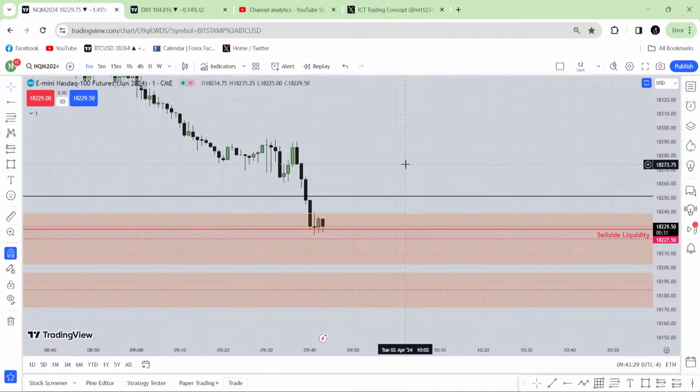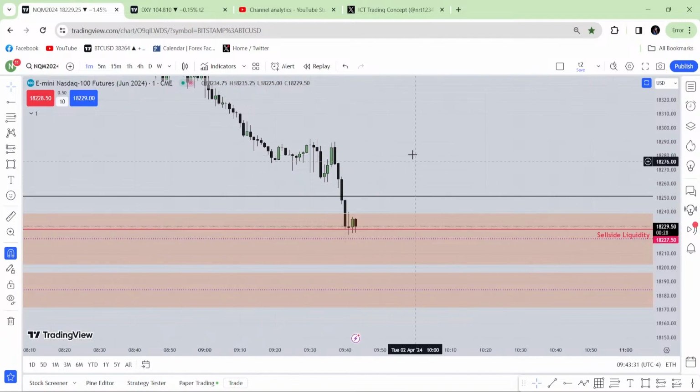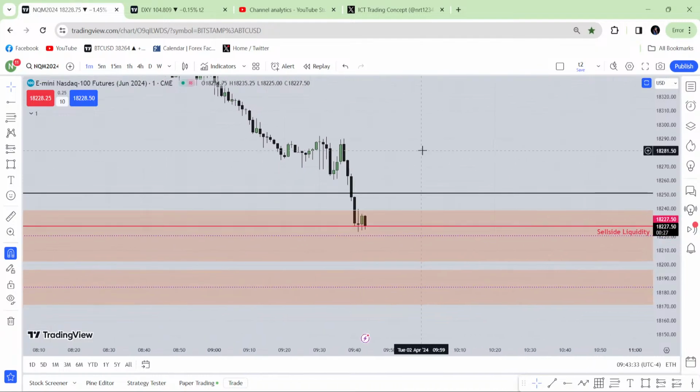I need to see how price reacts. Okay, a second, because it's going to be very difficult for me to read the price right now. I need to finish reading the price action first, what it would really love to do.